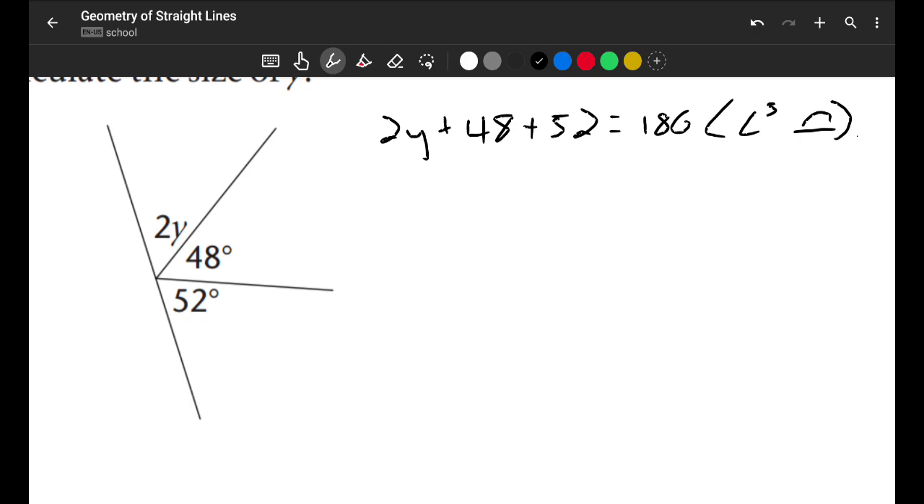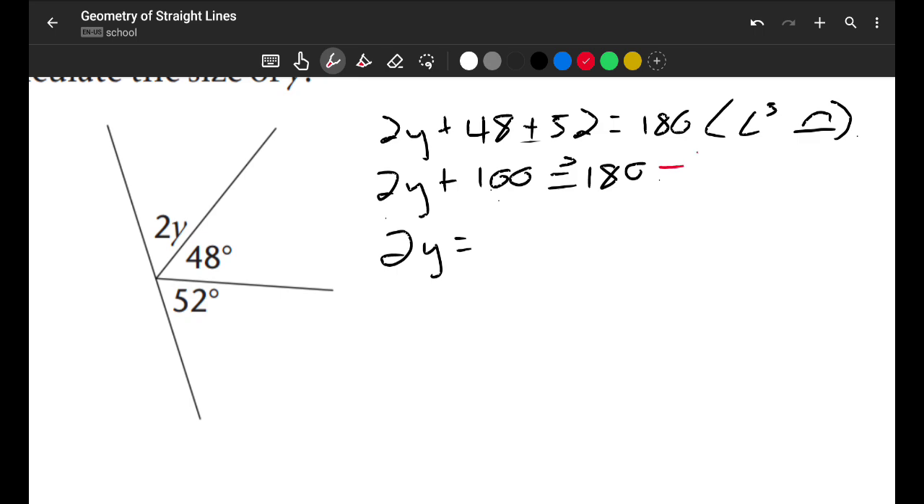Then you have 2y plus 48 plus 52 should give us 100, so 100 equals 180 degrees. Then you say you can't add 2y and 100, so I'm going to take 100 to the other side. Then 2y is equal to 180 minus 100, since it becomes negative on the other side, then 2y is equal to 80.